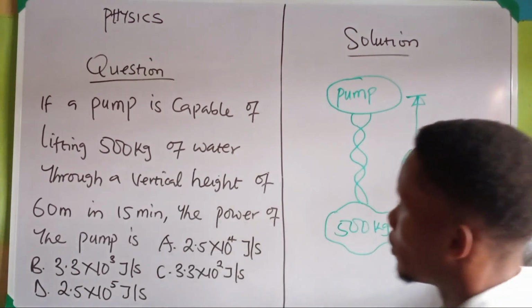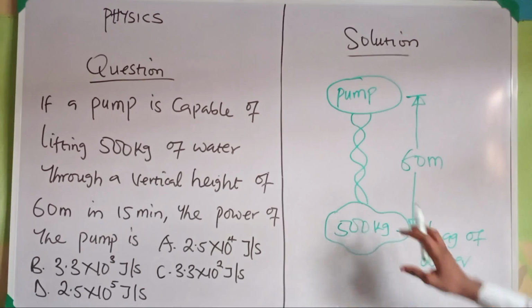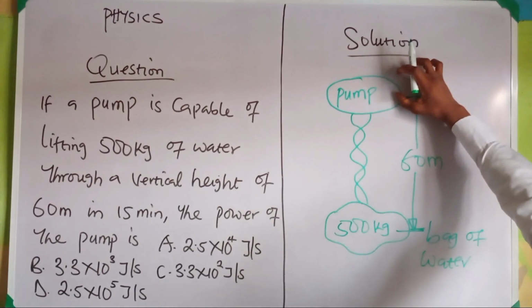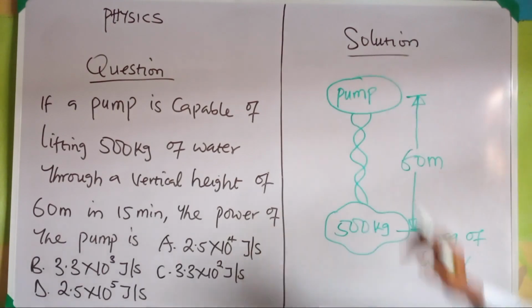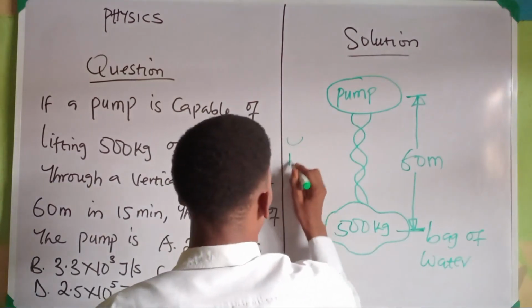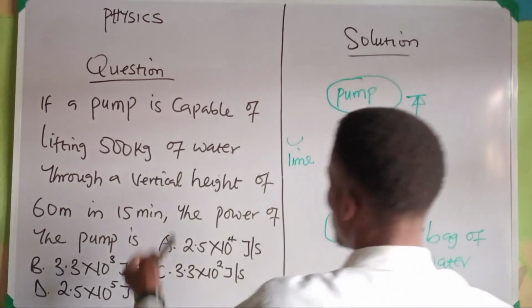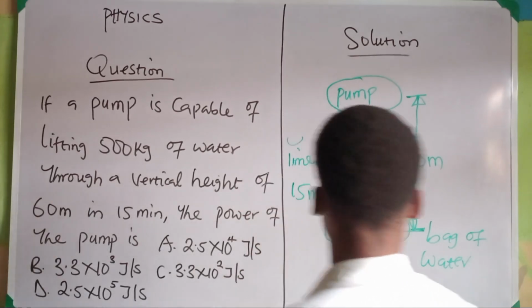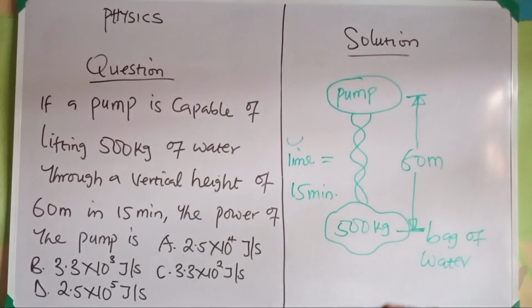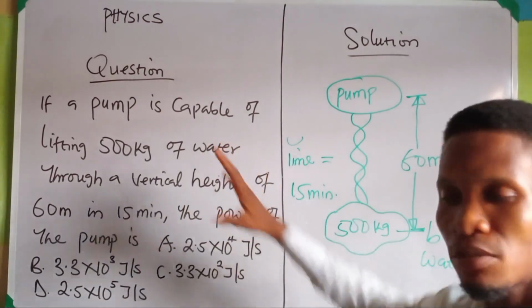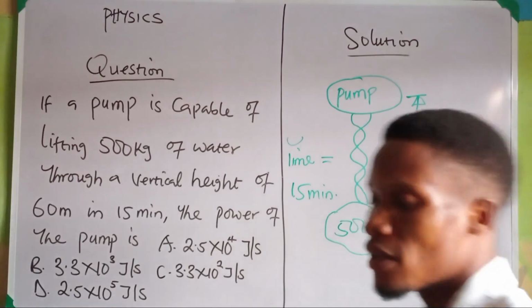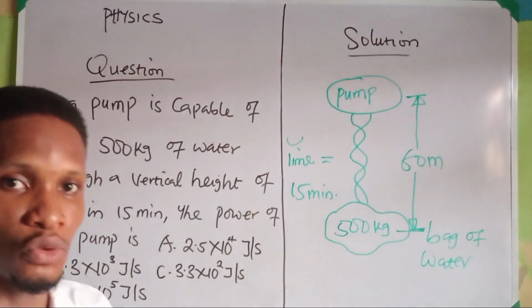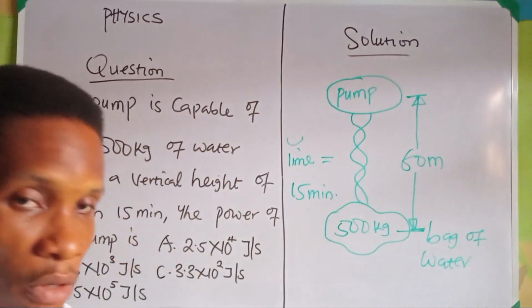As this load was being lifted, there was time spent for it to reach up to this point where the pump is located. So the time it took can be written here, which is 15 minutes. It took 15 minutes to lift this particular load. This is the diagrammatical form of the statement here. If you are able to represent this in its diagrammatical form, it means you understand what they say you should do. So let's go ahead to solve the question now.